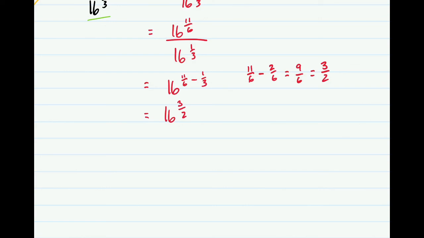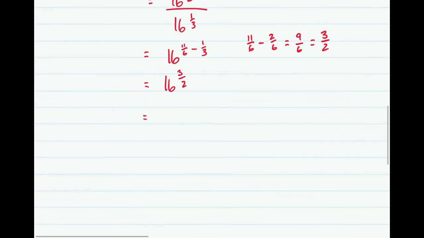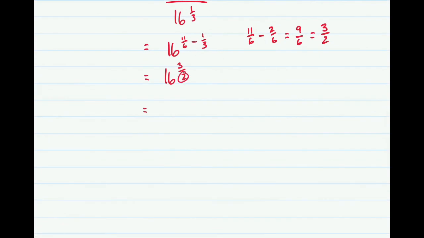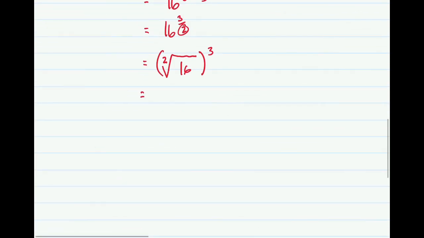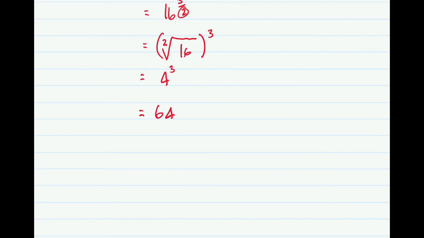So now we have a single base raised to a fractional exponent. Our denominator is 2, so that means we will take the square root of 16 and raise it all to the power of 3. The square root of 16 is 4. 4 to the power of 3 is equal to 64. And there you have it. That is a quick lesson on the product rule, the quotient rule, and the power rule of exponents.